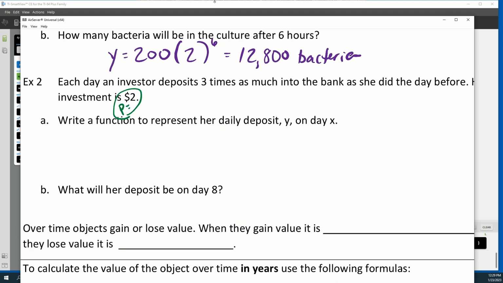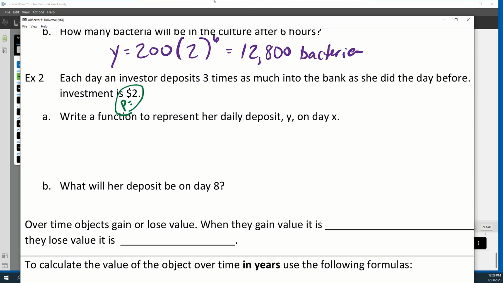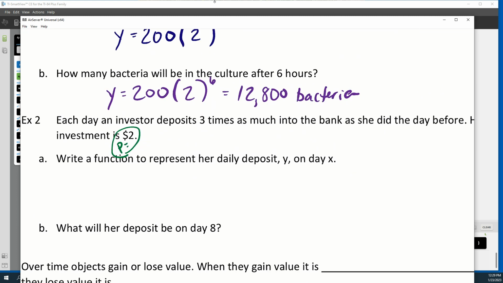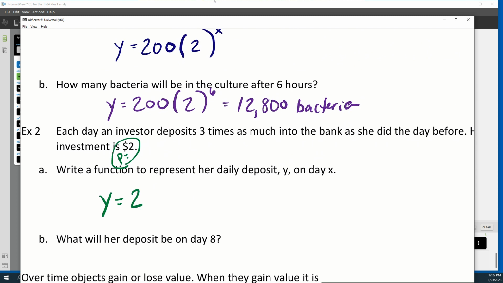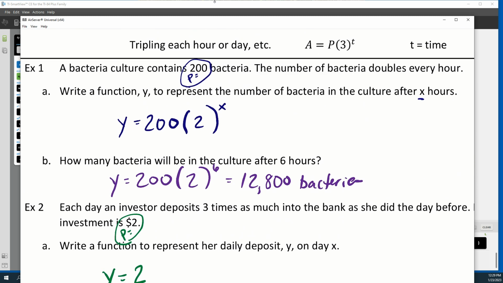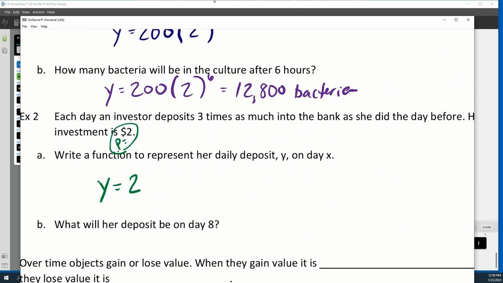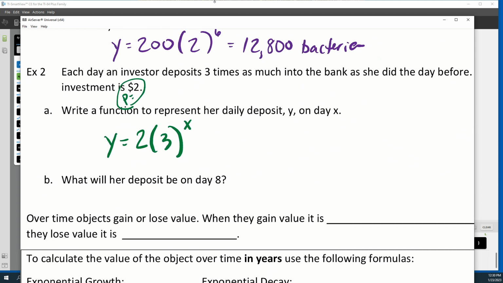All right. And then for A, we're going to write a function to represent her daily deposit. And again, we're going to call it y. So instead of a equals, we're going to do y equals. And then it's going to be the initial amount, which is 2. And then for this situation, which formula are we going to use? Doubling or tripling? Tripling. So it's going to be 3 to the x. All right. And then for the B part, we want to know what her deposit is on day 8.